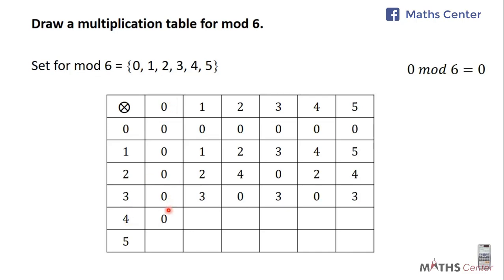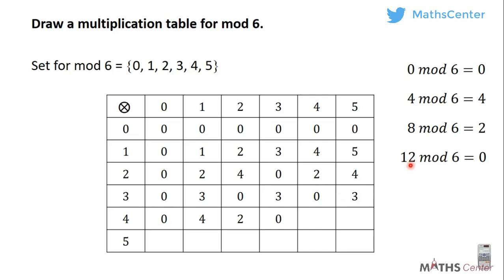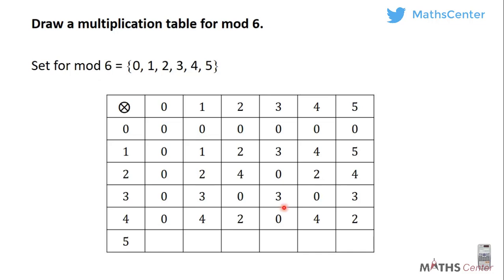4 times 0 is 0. 0 mod 6 is 0. 4 times 1 is 4. 4 mod 6 is 4. 4 times 2 is 8. 8 mod 6 is 2. 4 times 3 is 12. 12 mod 6 is 0. 4 times 4 is 16. 16 mod 6 is 4. 4 times 5 is 20. 20 mod 6 is 2 because 20 divided by 6 will give us 3 remainder 2. Let's move on to the last row.